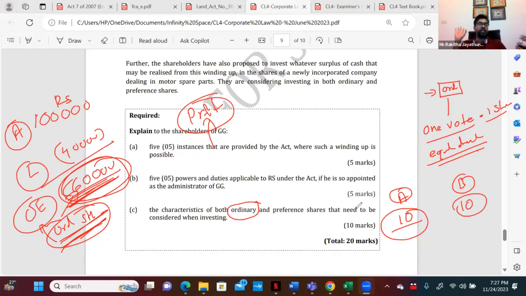A company has no obligation to pay a dividend to ordinary shareholders. But preference shareholders are not like that. You have to return their capital before ordinary shareholders. You have to pay their fixed dividend.